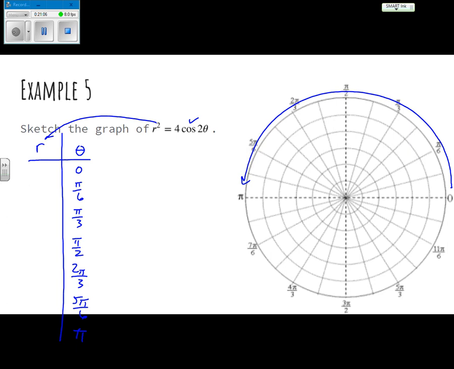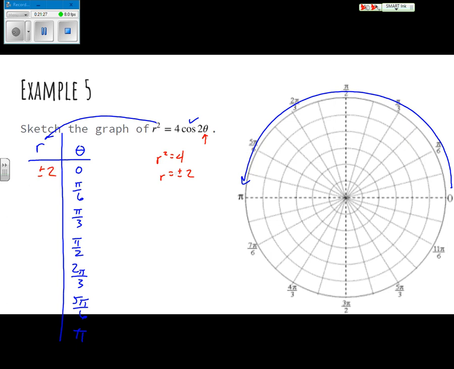So I'm going to plug in 0 in for this theta right here. And if I plug a 0 in for this theta, that gives me 2 times 0 is 0. I'm taking cosine of 0. It's still 1. I get r squared is equal to 4. So my r would equal plus or minus 2.